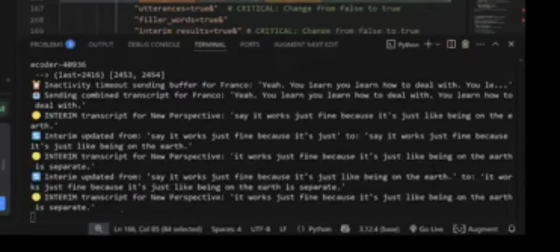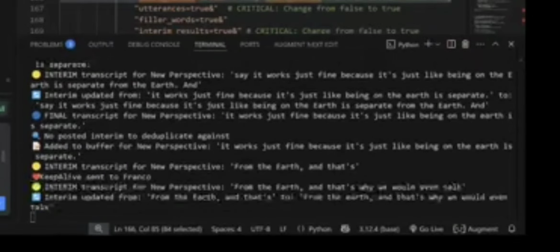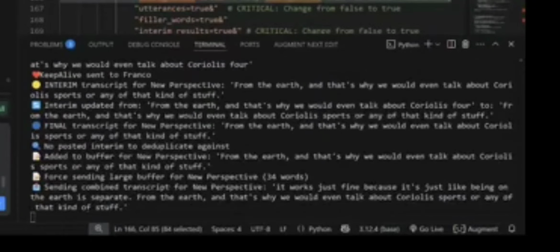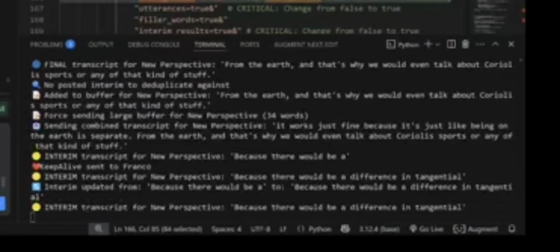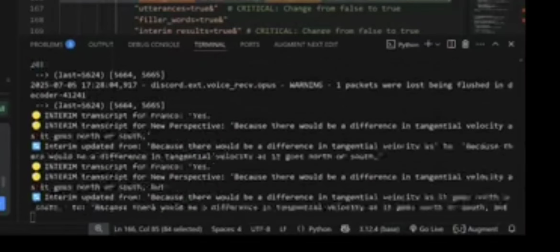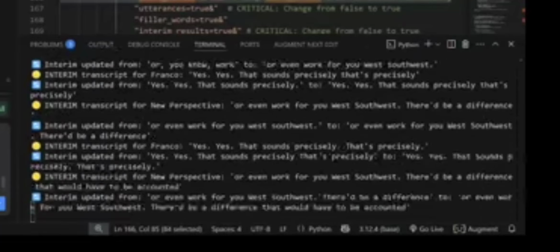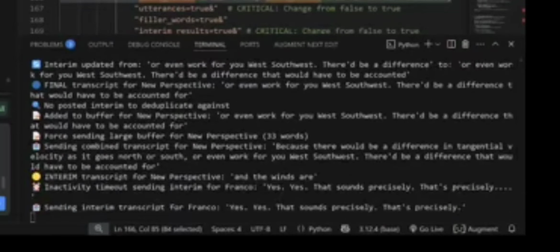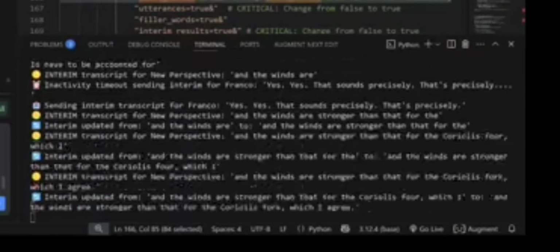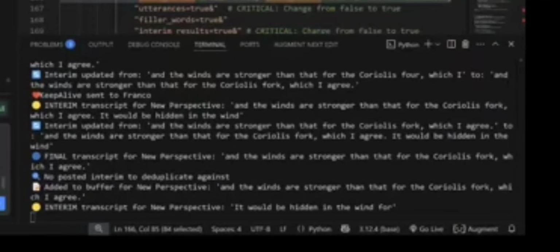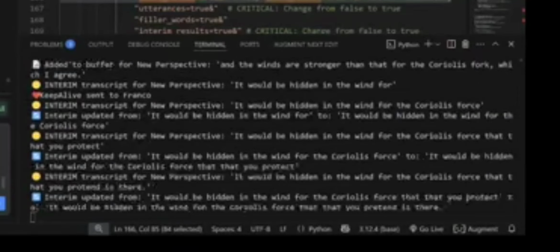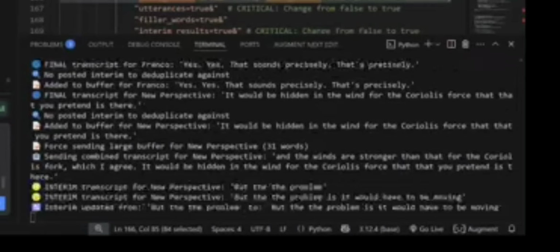It works just fine because it's just like being on the earth, even though it's separate from the earth. And that's why we would even talk about the Coriolis force or any of that kind of stuff, because there would be a difference in tangential velocity as it goes north or south, or west southwest, and that would have to be precisely accounted for. And the winds are stronger than the Coriolis force, which I agree would be hidden in the winds, this Coriolis force that you pretend is there. But the problem is it would have to be moving twice as fast eastward.